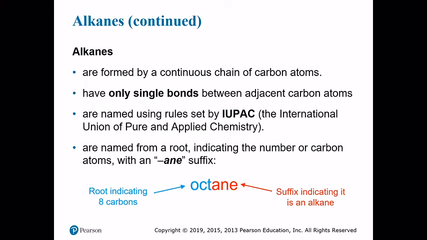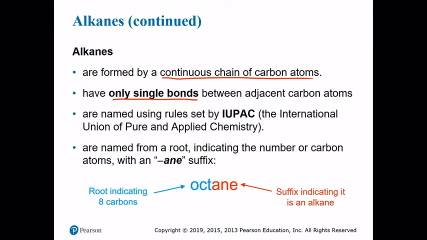Like pretty much every organic compound, alkanes are formed from a continuous chain of carbon atoms. In the case of alkanes specifically, however, the carbons are held together only by single bonds between them. There are no double or triple bonds between carbon atoms in an alkane.